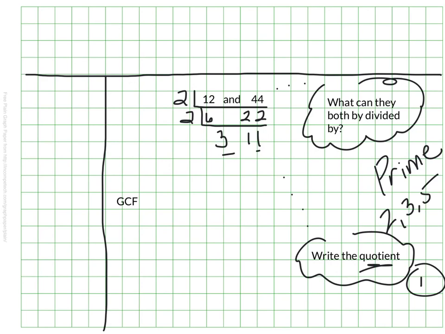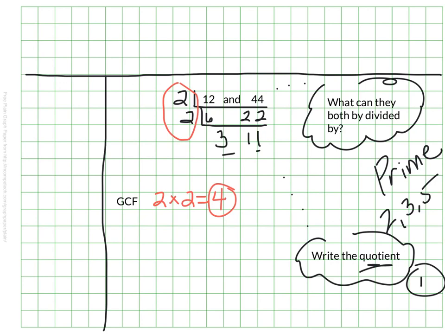I simply need to look over here on the left-hand side. I'm going to write the numbers on the left-hand side here, which is a 2 and a 2. To find the greatest common factor, we just have to multiply those together. And that gets us 4. That is our greatest common factor of 12 and 44.